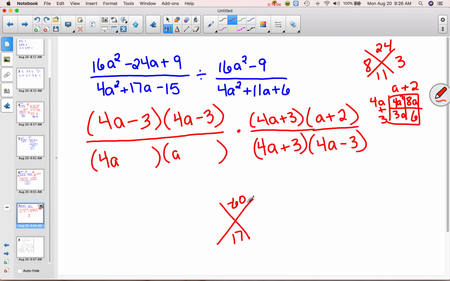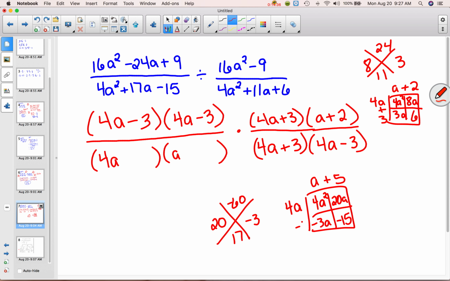So we might have to think about this a little bit. Well, I can see 20 times 3. So let's make that a positive 20 and a negative 3 to get me my numbers. But don't forget the box. So we're going to have the 4a squared here and the negative 15 here. So we know where those go. So I'm going to put the 20a here, the negative 3a here, and now we factor out. So I get a 4a and an a plus 5 and a minus 3. So we have 4a minus 3, a plus 5.